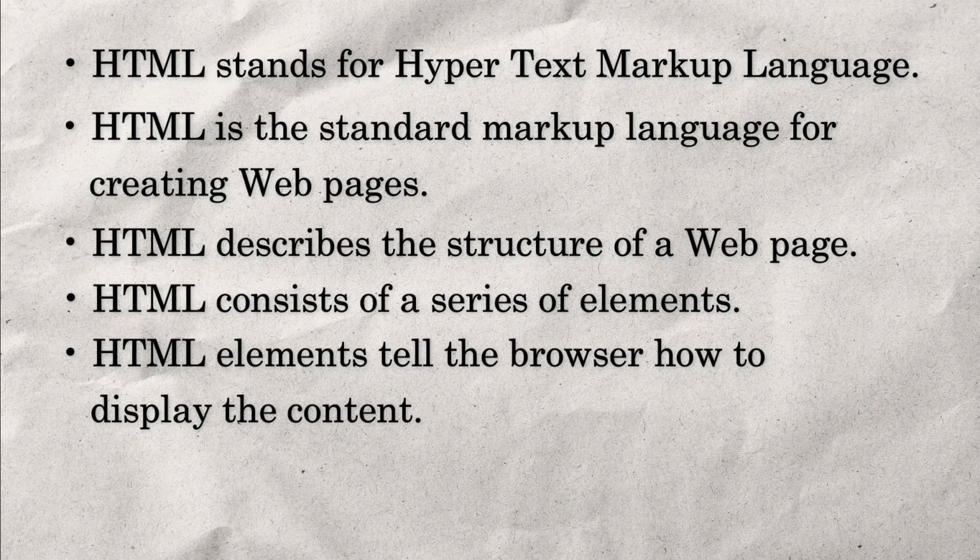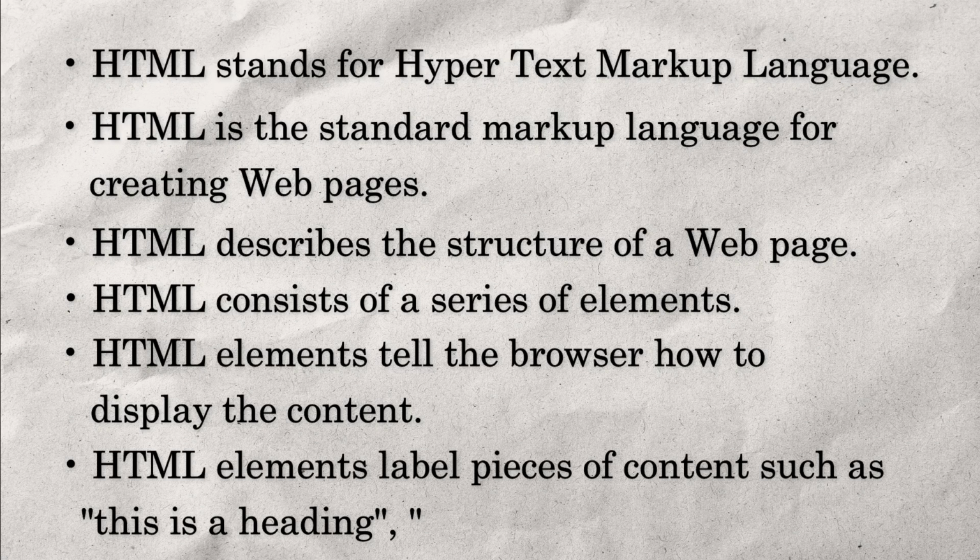While HTML focuses on structure, CSS, cascading style sheets, is used to control the presentation and layout of elements. HTML elements label pieces of content such as this is a heading, this is a paragraph, this is a link, etc. This labeling, achieved through the use of tags, provides semantic meaning to the content. Screen readers and other assistive technologies rely on this semantic information to help users navigate and understand web pages.